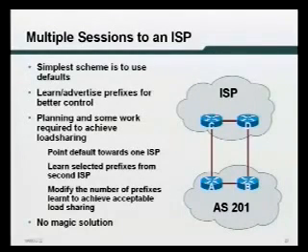Try and learn and advertise prefixes for better control. You need a little bit of planning and a little bit of work to actually achieve what you want. So for example, point default towards one ISP, learn selected prefixes from another ISP, modify this number until you've learnt something that will give you acceptable load balancing. But there isn't any magic solution. There's no router BGP auto multi-home, unfortunately.